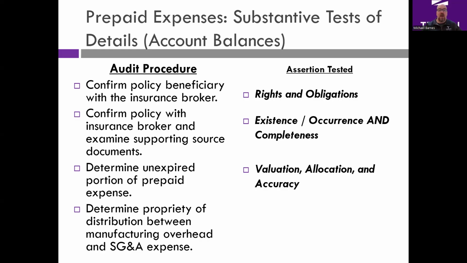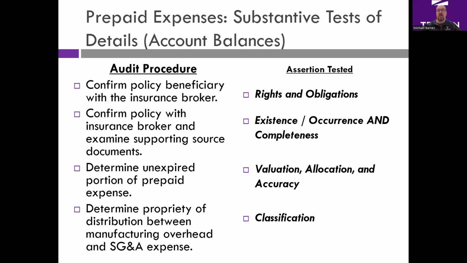And then determine the propriety of distribution between manufacturing overhead and SG&A expenses. So this is very specific to certain prepaids with respect to how we're going to classify those, according to whether they need to be capitalized or whether they need to be expensed when incurred. That being said, you've heard the word I just said, classify, so it's going to be a classification issue.